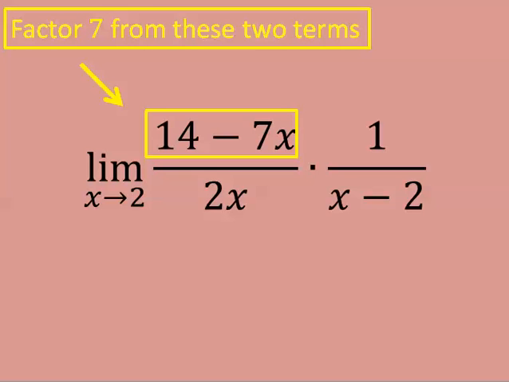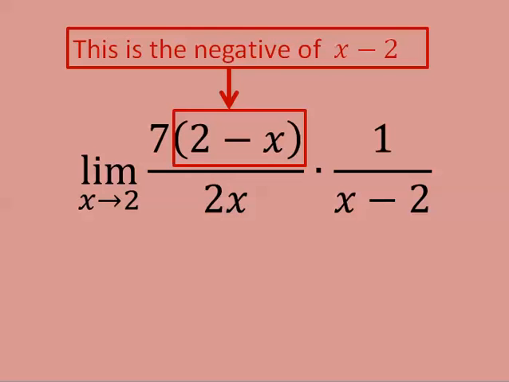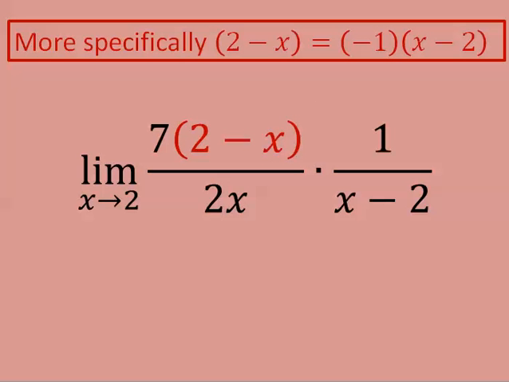Let's factor the 7 out of these two terms. If I factor out a 7, I'll have 7 times 2 minus x. All right, so I have 2 minus x in the numerator and x minus 2 in the denominator. They don't seem to be the same factor, but let's think about it a little bit more. X minus 2 and 2 minus x, well, one is just the negative of the other. So 2 minus x is the negative of x minus 2. So let's rewrite that as the negative of x minus 2. So instead of 2 minus x, I'm going to put in negative 1 times x minus 2.